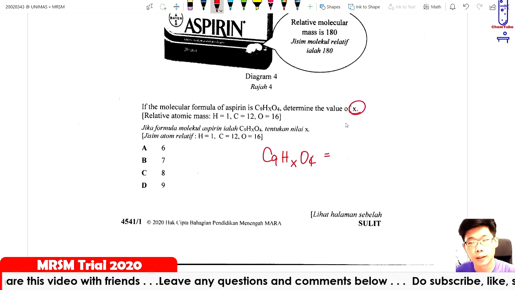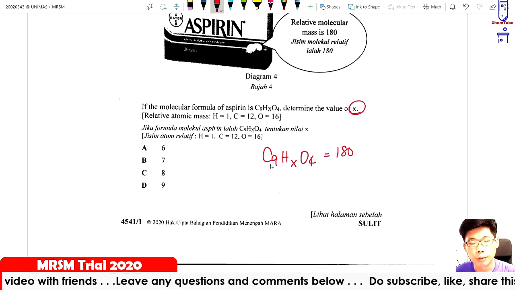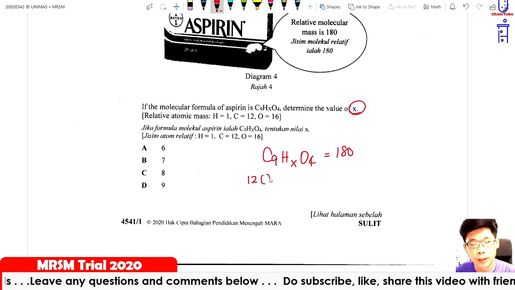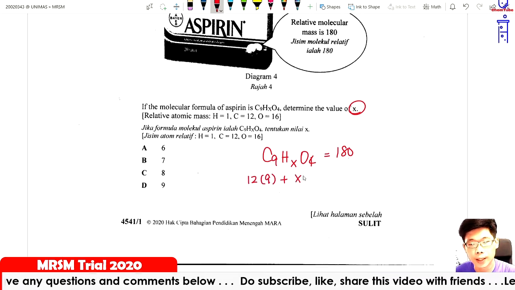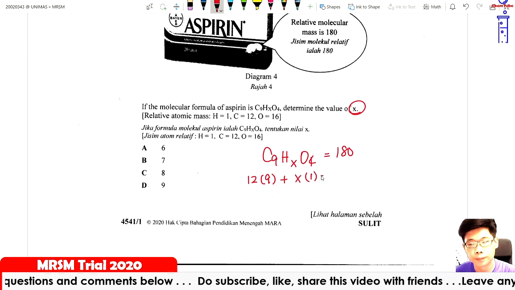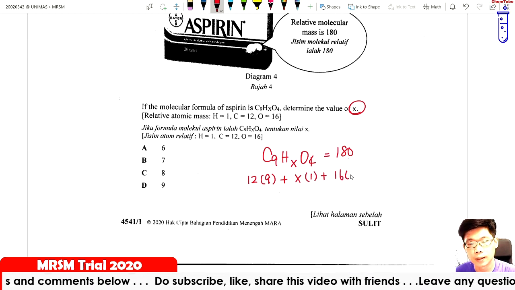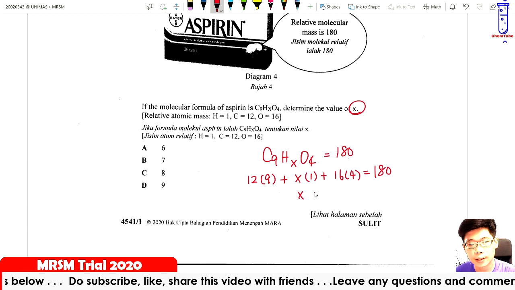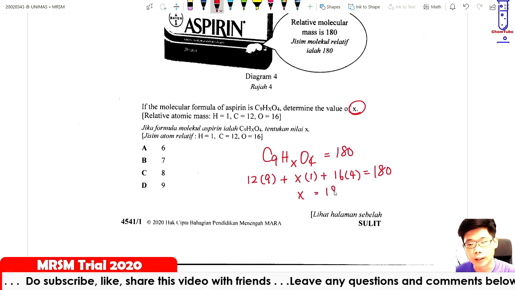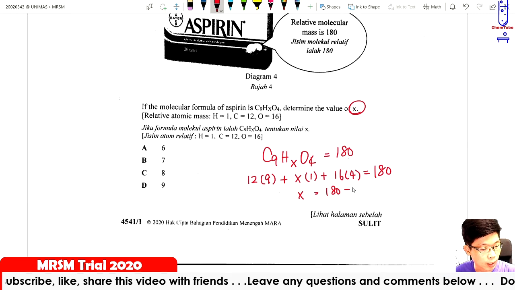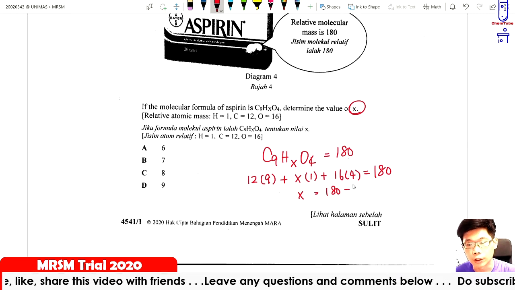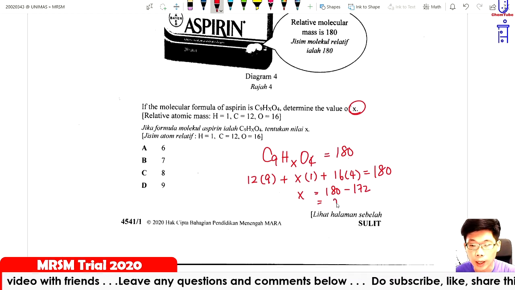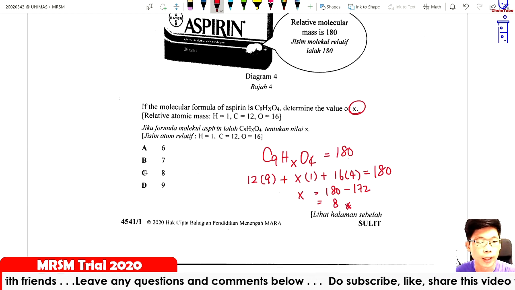So we will get 180. We will substitute the relative atomic masses for all the elements here. So carbon is 12 times 9, plus X times H which is 1, plus O which is 16 times 4, equals 180. So for X we can use a calculator. Minus, the total comes to 172. So you will get 8. So the answer is C.